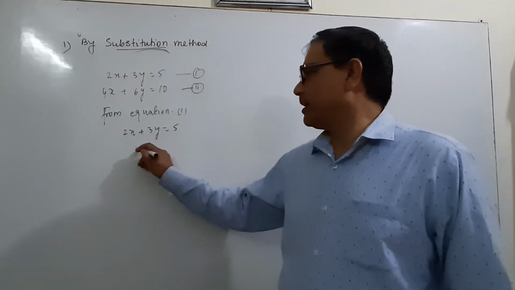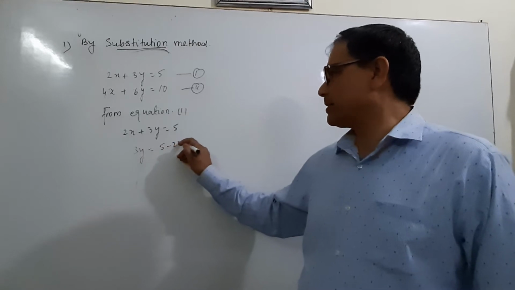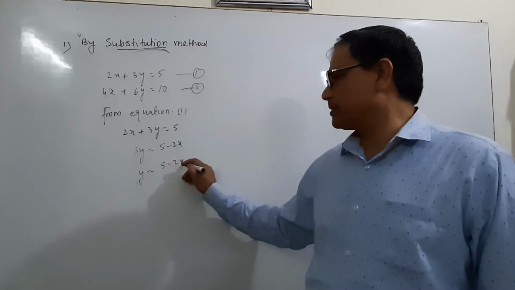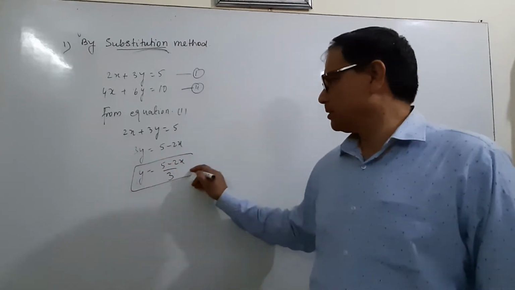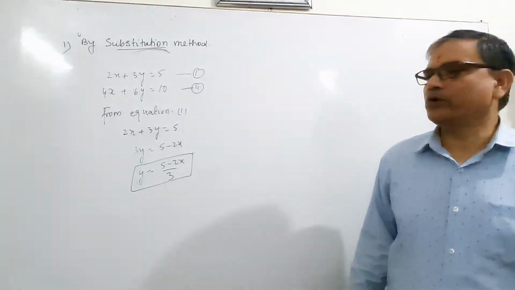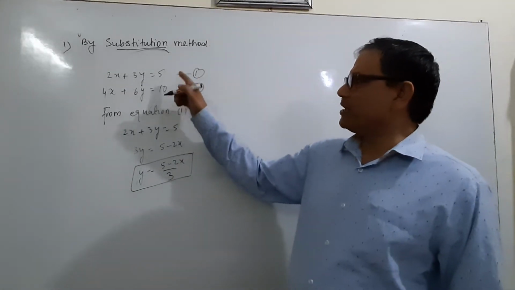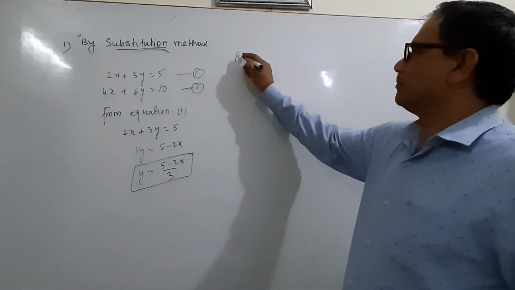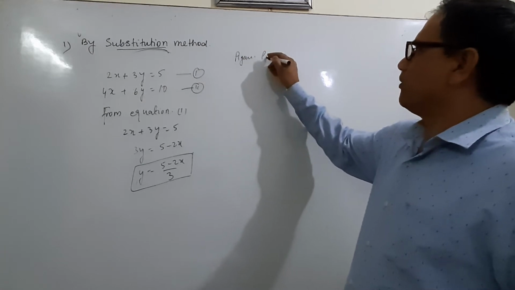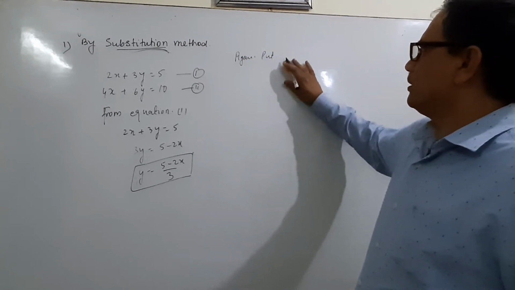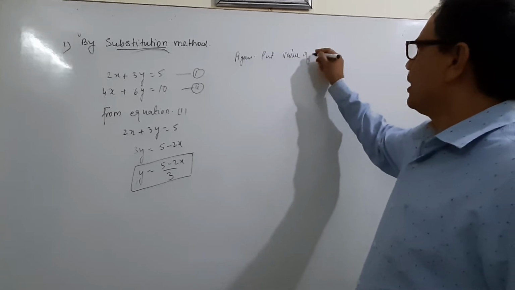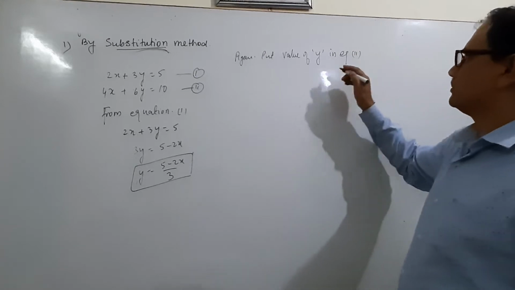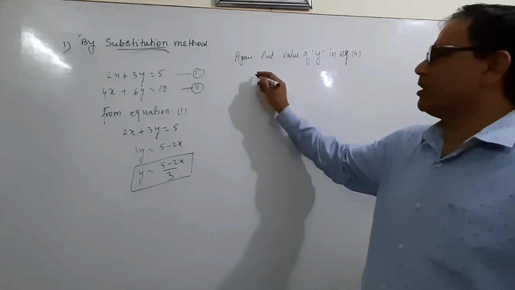That will be 3y is equal to 5 minus 2x, and then from here y is equal to (5 minus 2x) upon 3. What have you done after this? Put the value of y where? In equation first or in second? Put the value of y in equation which one? Second.